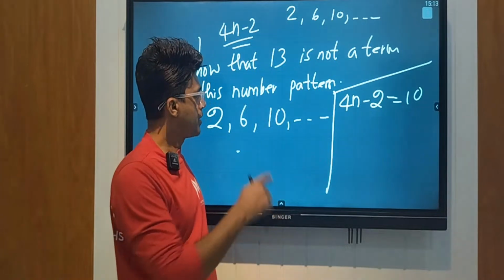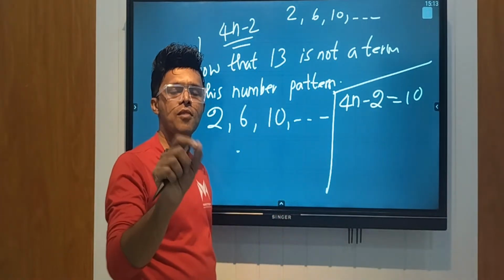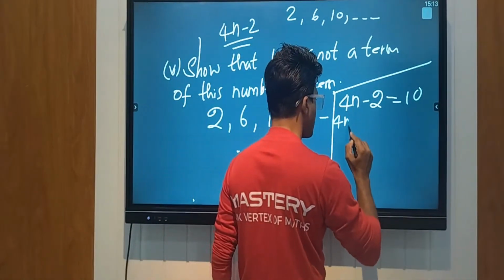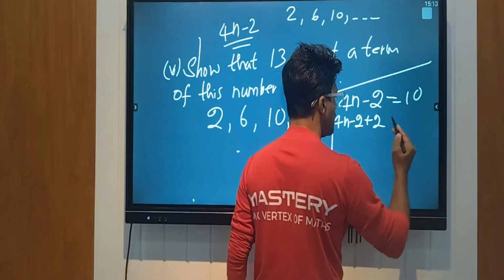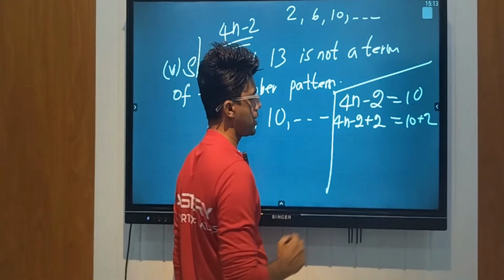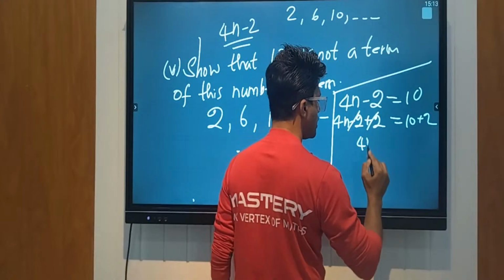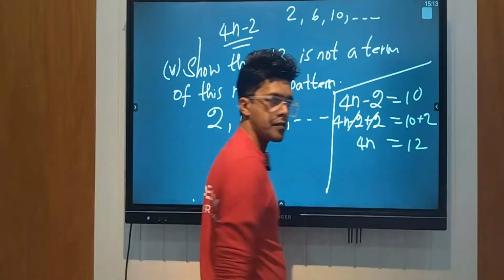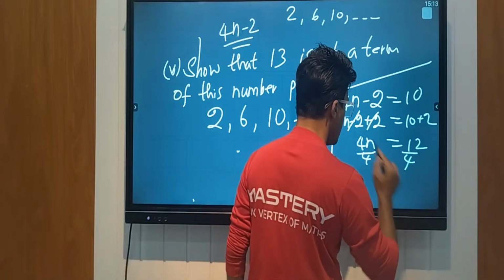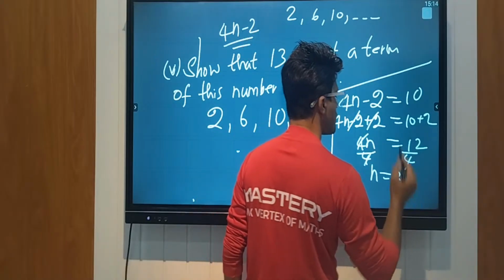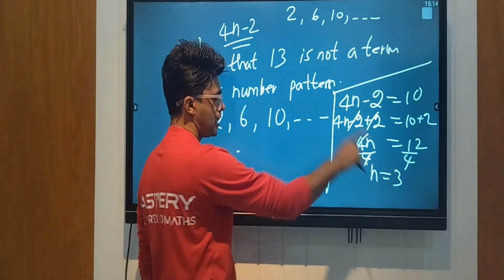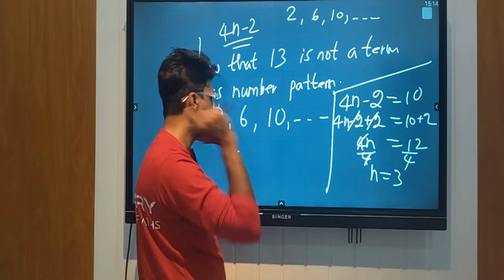10 is a term of this number pattern. That's the third term. Here, minus 2, so we add plus 2 to both sides. Then you need to use your knowledge of equations: minus 2 plus 2, then 4n equals 12. Now divide both sides by 4. Now you know that 10 is the third term. That's the way of obtaining the answer.